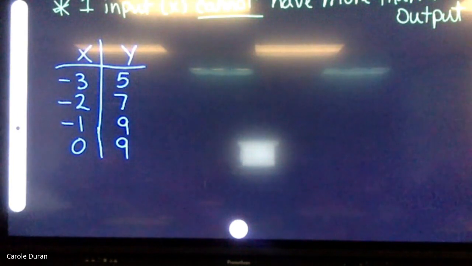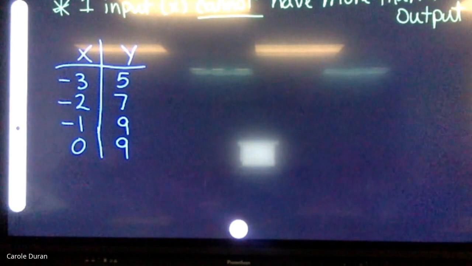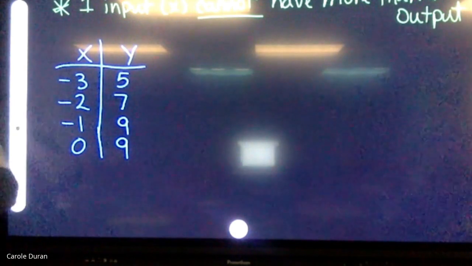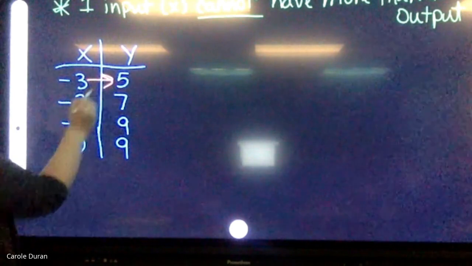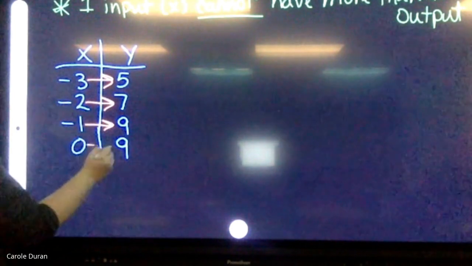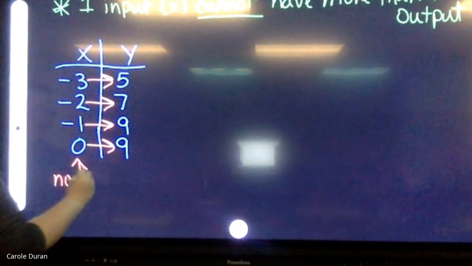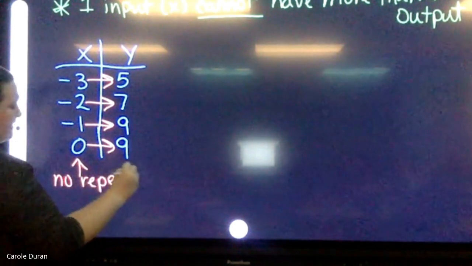So my table has the x values -3, -2, -1, and 0. My y values are 5, 7, 9, and 9. The question here, is this a function? No. Or wait. Yes, it is. Because what I notice is that each of these x's goes to only one y. In other words, there was no repetition in my x values or in my x column.